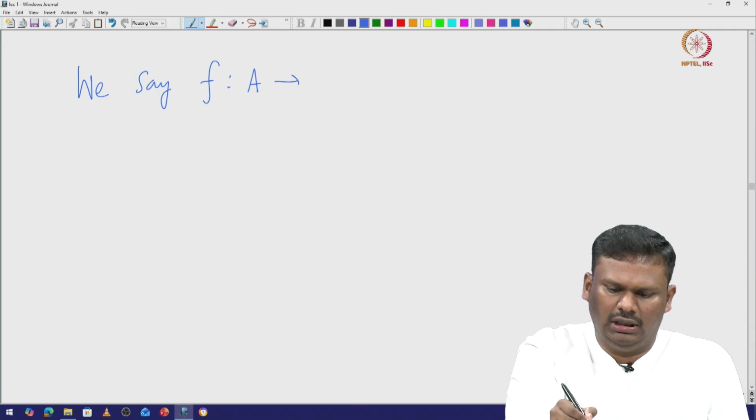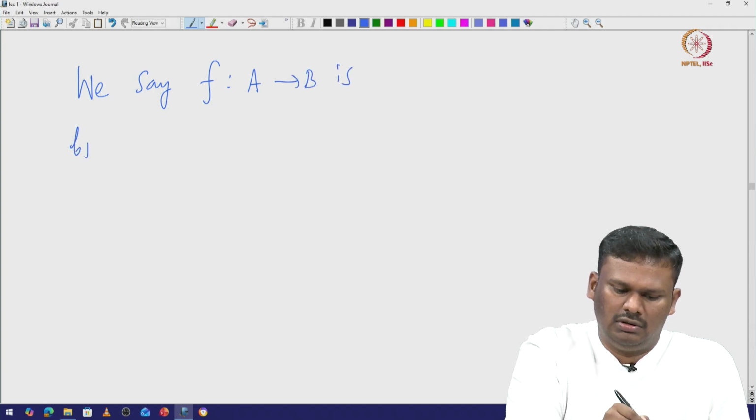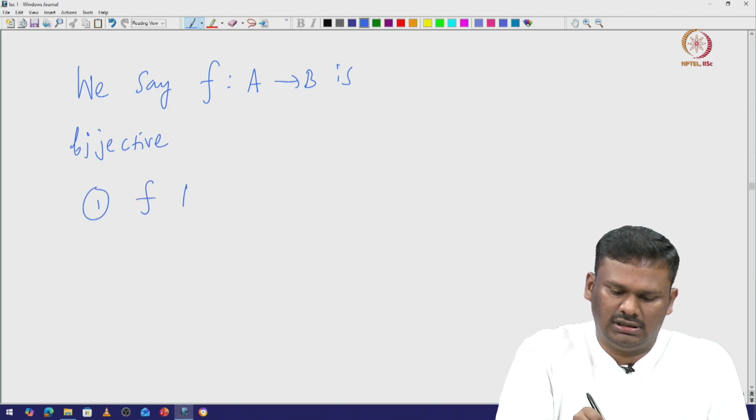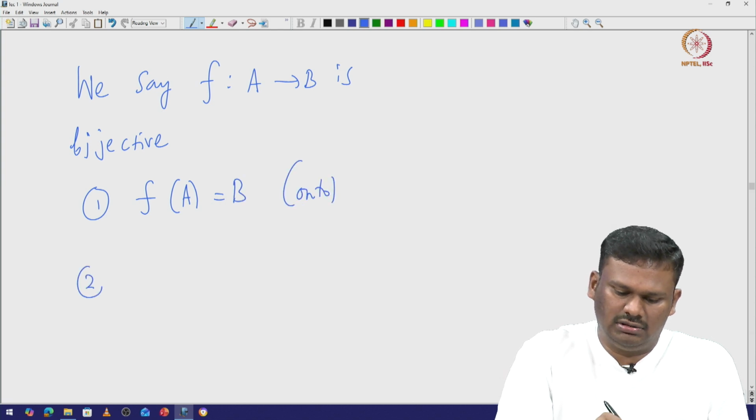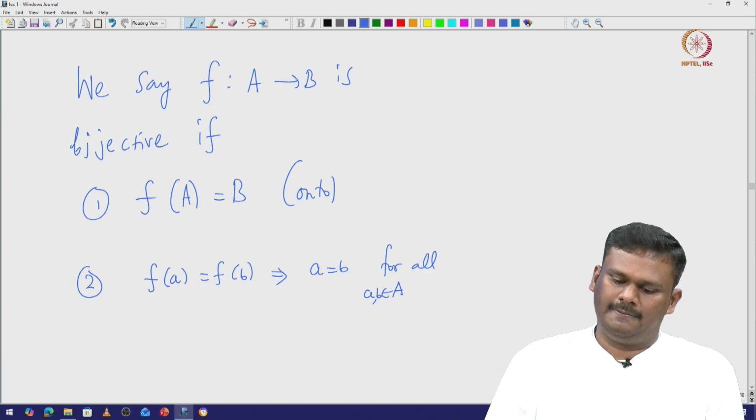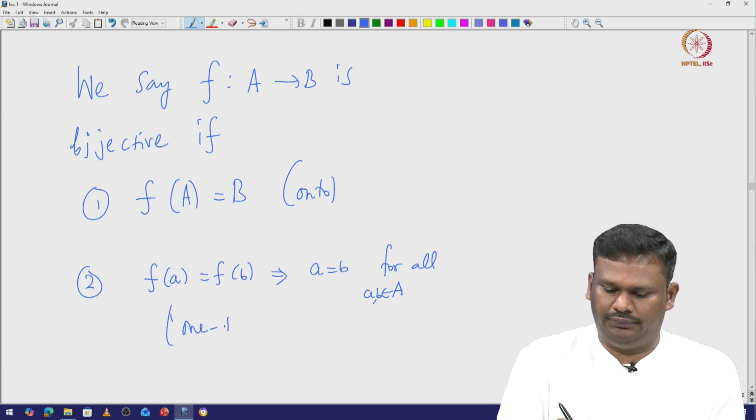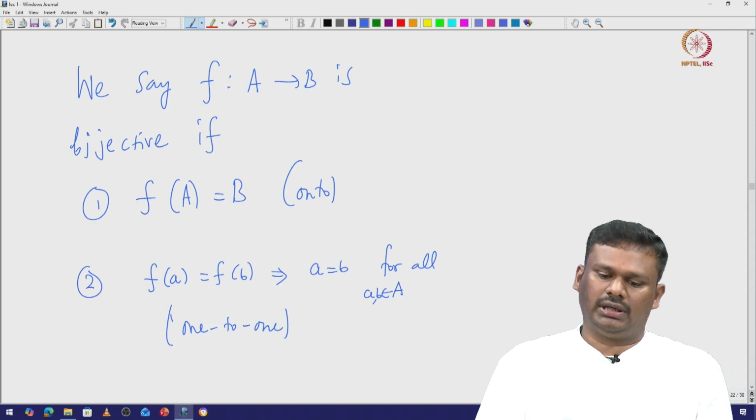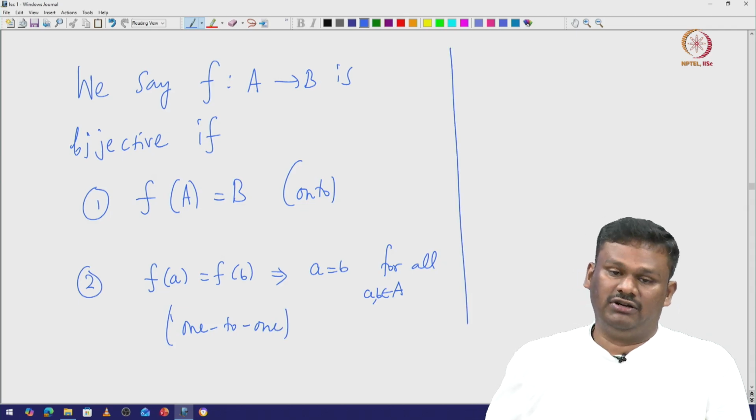Okay. So, we say f from A to B is bijective. The first condition is it is onto. The second condition is f is 1 to 1, that means f of a equal to f of b should imply that a equal to b for all a comma b in capital A. Okay. This is what is called 1 to 1.